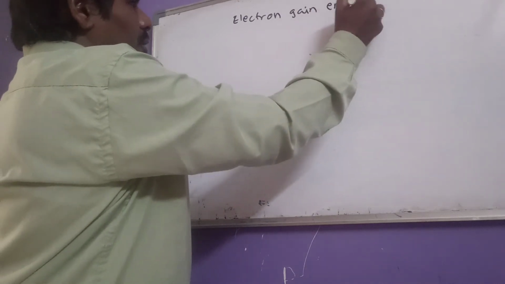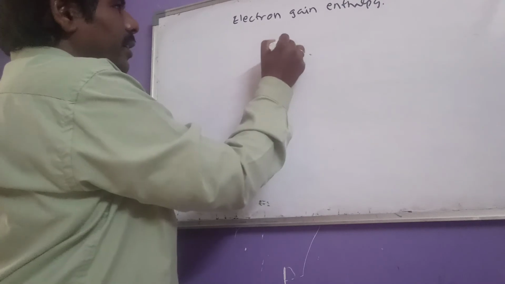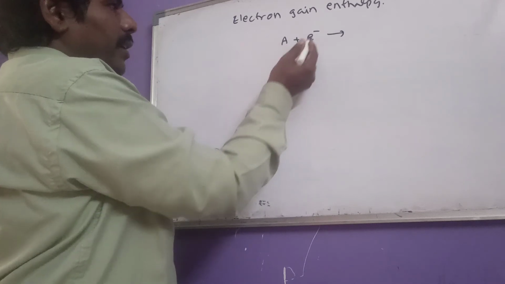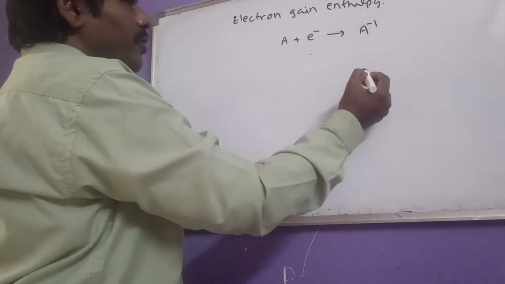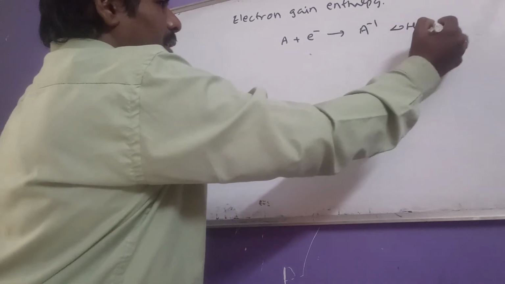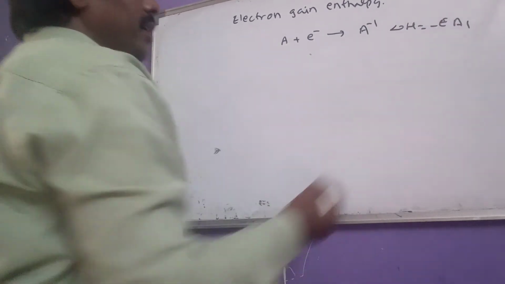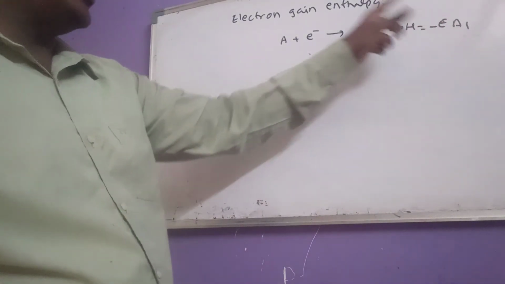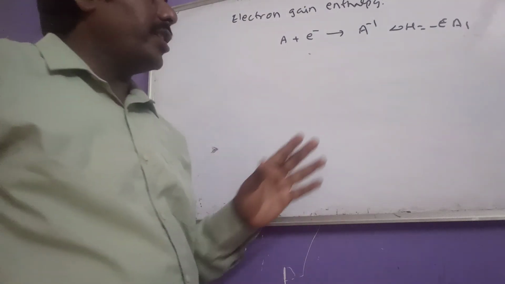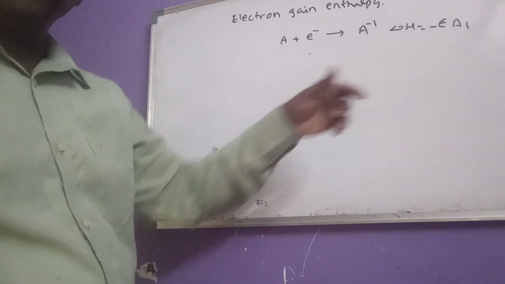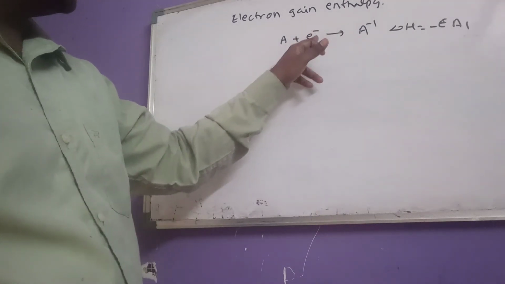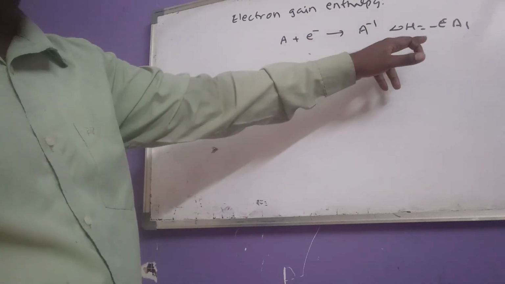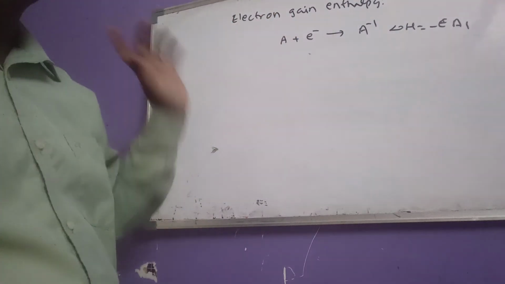Now let us see another one, electron gain enthalpy, or we can also say electron affinity. What does electron gain enthalpy mean here? If any non-metal gains one electron, it becomes A minus, and at that time some heat energy is liberated. That is known as first electron affinity or first electron gain enthalpy. The definition: the amount of heat energy liberated when an electron is added to a neutral gaseous atom is known as first electron affinity or first electron gain enthalpy.